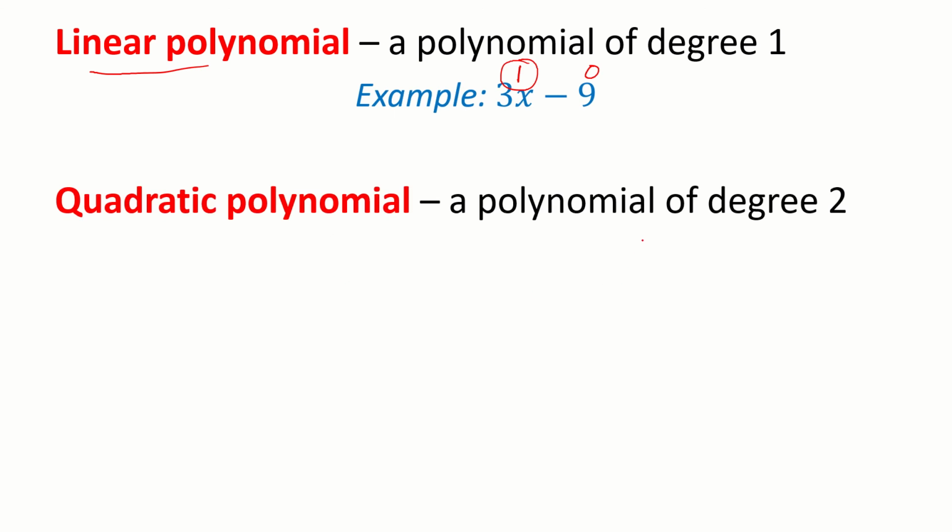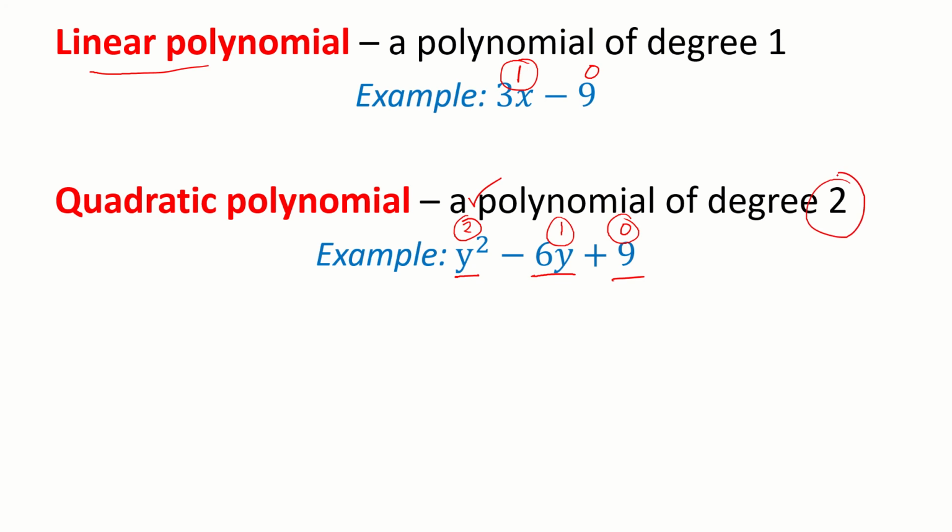If the degree of the polynomial is 2, that means it's a quadratic polynomial. So for example, here our first term is 2, the second term is 1, and then the third term is just a constant term, so 0. So which one is the highest? It's 2. If the highest is 2, the degree of the polynomial is 2, then it's a quadratic polynomial.